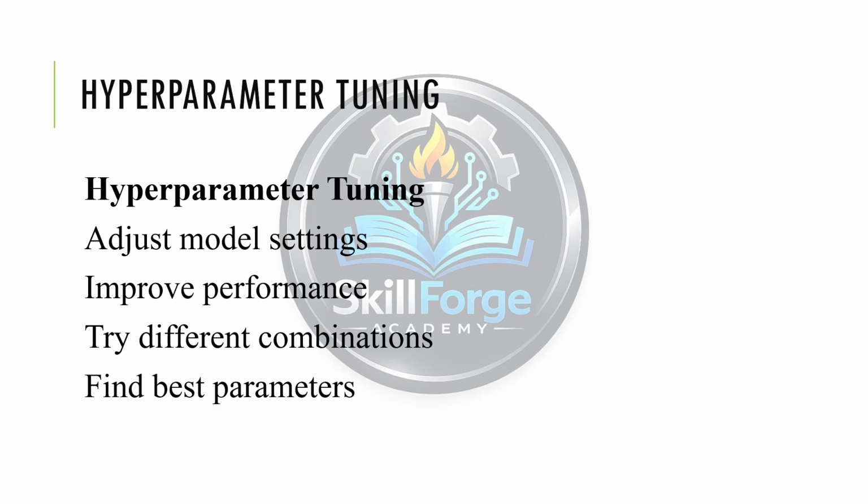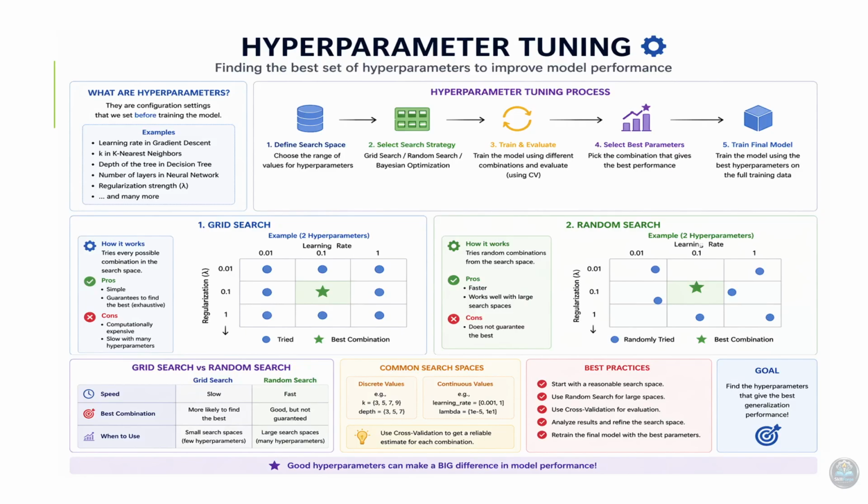Hyperparameters are settings of the model that we choose before training. For example, k in KNN or depth in a decision tree. We try different values of these parameters to find the best combination. There are two common methods. We have grid search, which tries all possible combinations. Then we have random search, which tries random combinations. The goal is to find the parameters that give the best performance.